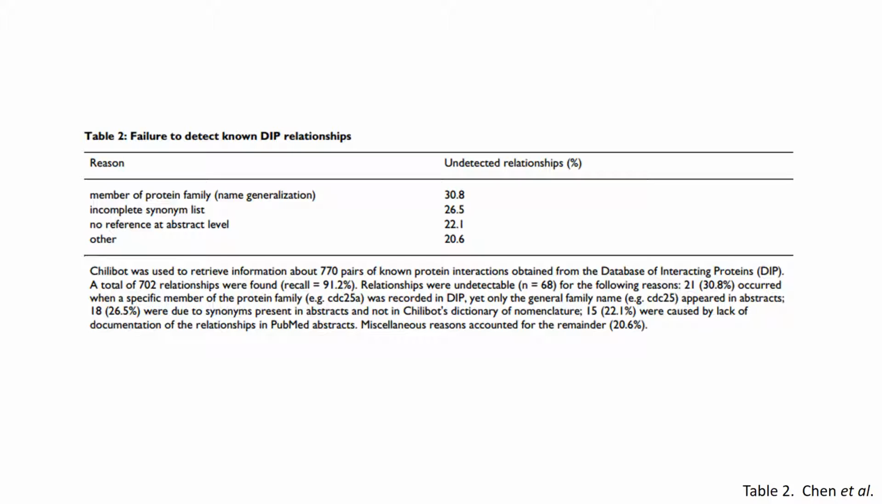This spreadsheet here, this graph, shows why the failures typically happened. Typically because the names were too general or incomplete. There's an incomplete synonym list. Those are a few reasons that I noted.